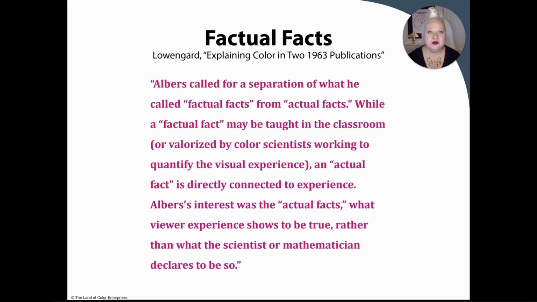However, I found Albers' take on factual versus actual color kind of brilliant, and I have adopted a version of that concept into my own color point of view. Sarah Loengard explained Albers best in a paper titled Explaining Color in two 1963 publications. Here's what she said. Albers called for a separation of what he called factual facts from actual facts. While a factual fact may be taught in the classroom or valorized by color scientists working to quantify the visual experience, an actual fact is directly connected to experience. Albers' interest was the actual facts, what viewer experience shows to be true, rather than what the scientist or mathematician declares to be so.